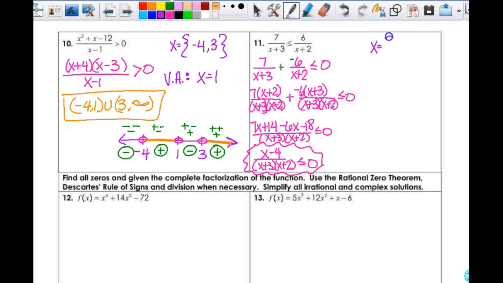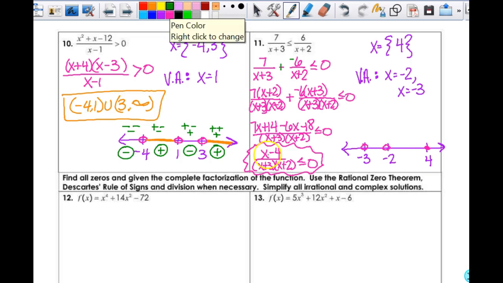The zeros of the function come from the numerator, so that's just a positive 4. Vertical asymptotes, I have 2 here. They're going to be x equals negative 2 and x equals negative 3. On my number line, I have negative 3, negative 2, and 4. Then my vertical asymptotes give me open circles every time. The 0, since this is less than or equal to, is going to give me a closed circle.